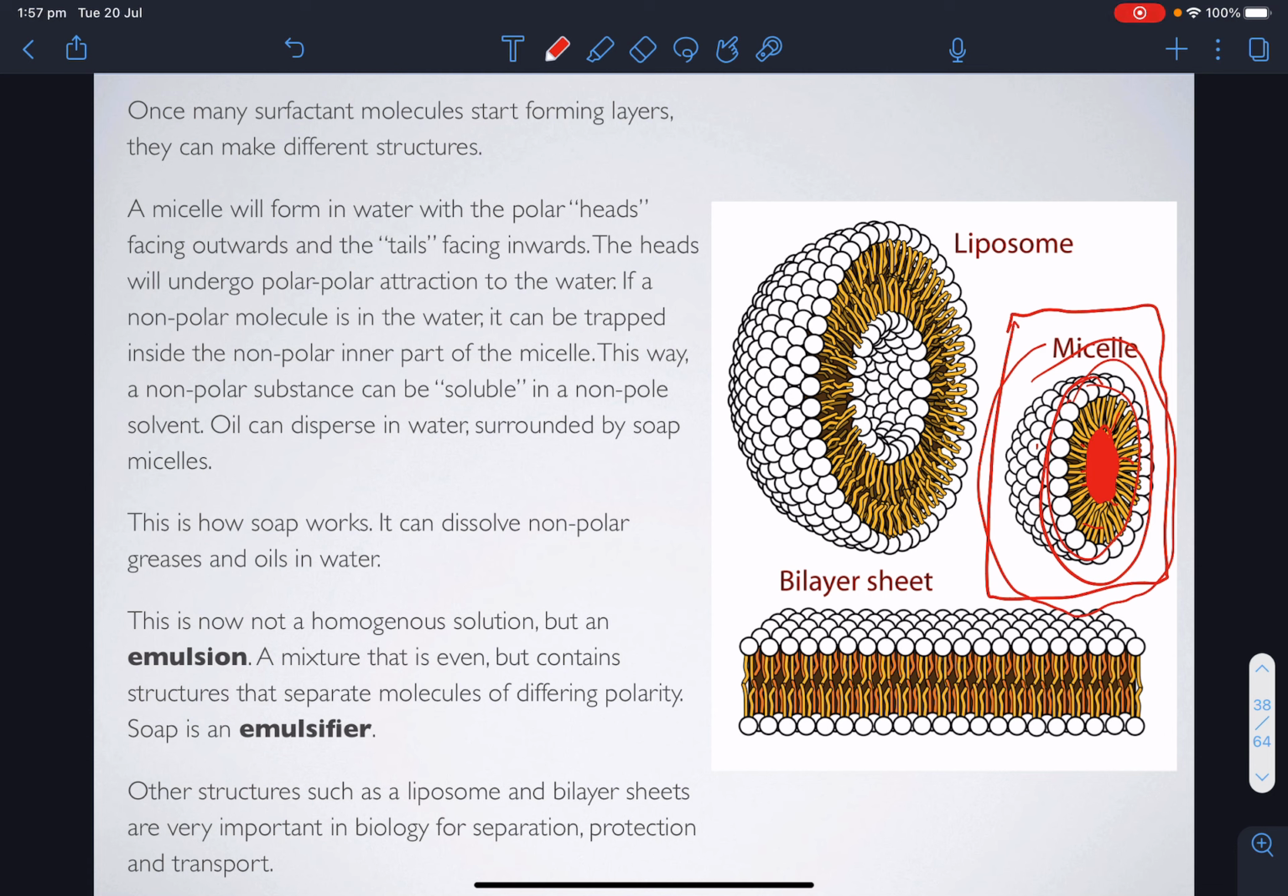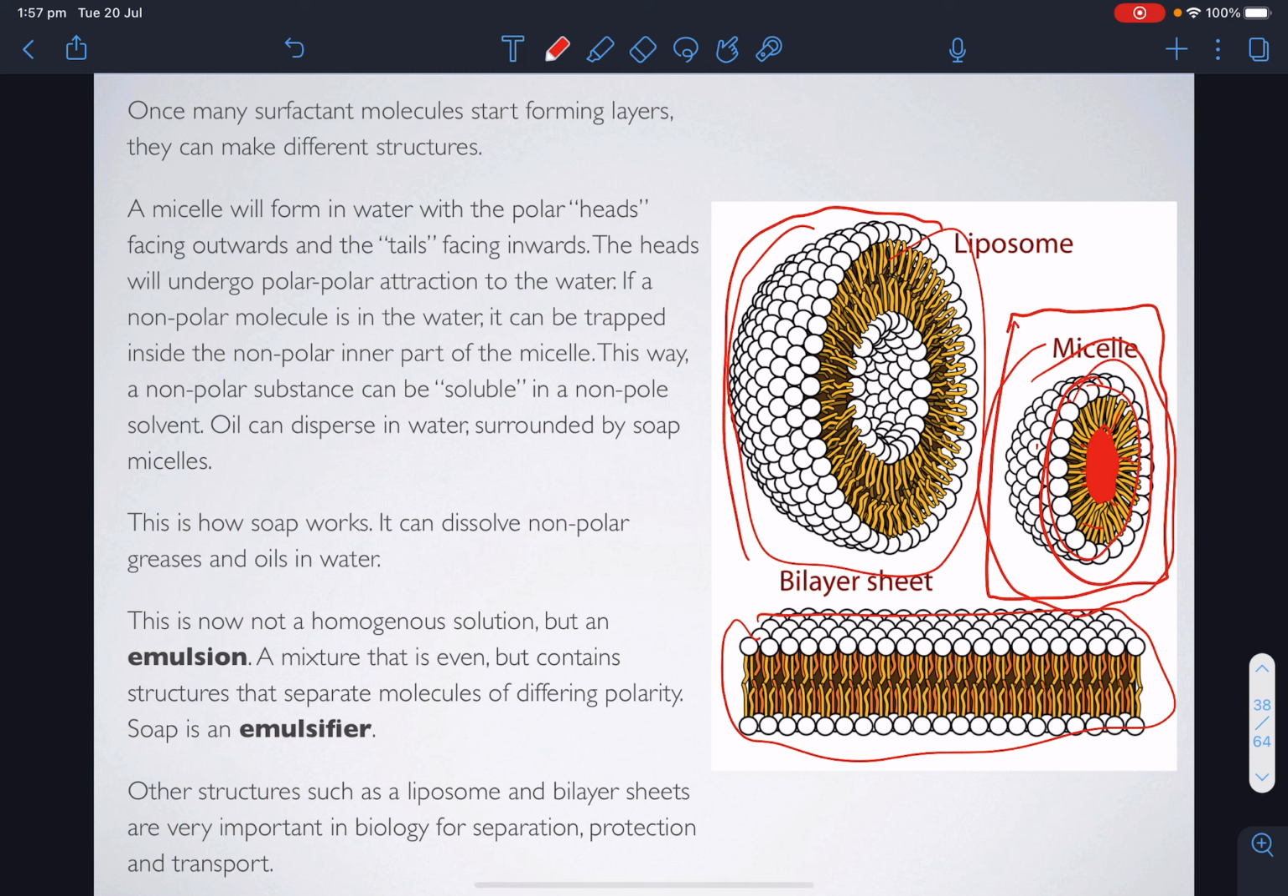There's a couple of other structures in the picture here. We've got a liposome and bilayer sheets. You can kind of see how they line up and how they work. These are very important structures in biology. So liposomes carry things inside, and the bilayer sheet prevents stuff from transferring through. Very important in biology.